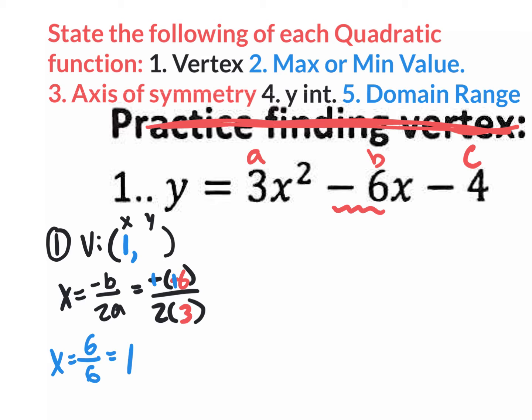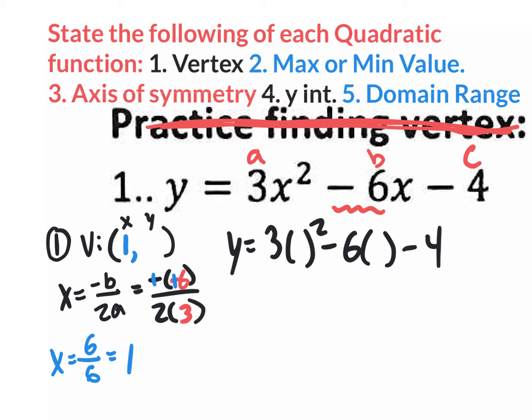Now, on any equation, if you know the x value and you want the y value, what do you do? You just plug it in and do the math. So I'm going to rewrite this entire quadratic equation, but instead of x's, I'm going to put parentheses because I know that 1 is going to go inside of those parentheses. So let me rewrite the whole thing. Y equals 3x squared minus 6x minus 4. And I already know that x equals 1. That's what we found using this formula. So I simply take the 1 and plug it in place of the x's because x equals 1.